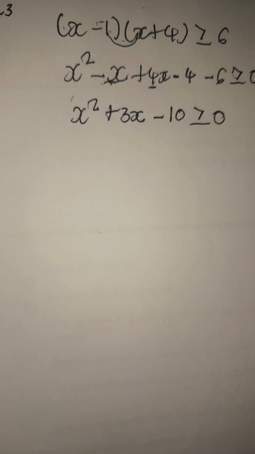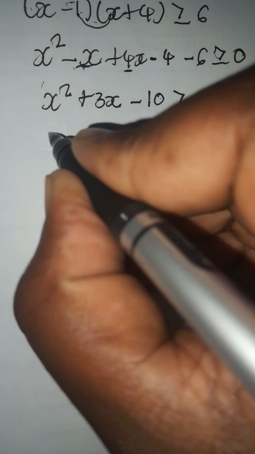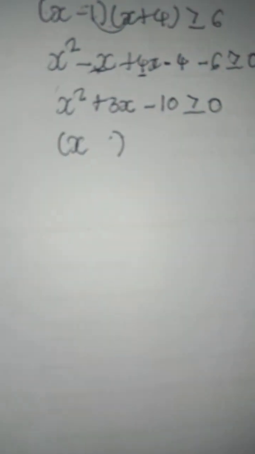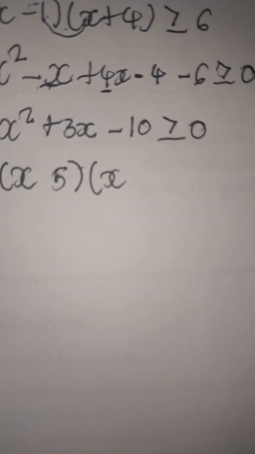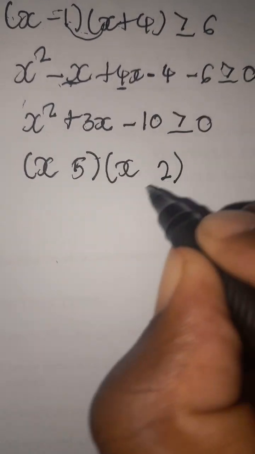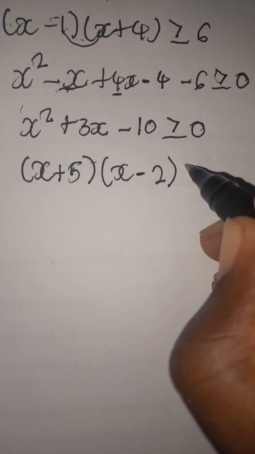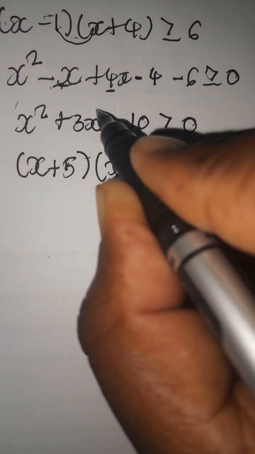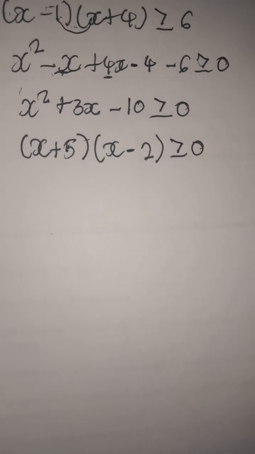So from here, we need to factorize. The factors of 10 are 5 and 2. So what about the sign? This will have a positive sign, and this will have a negative sign, which is greater or equal to 0. Remember, 5 minus 2 is 3, 5 times negative 2 is negative 10, and x times x is x squared. Then we are sorted, actually.